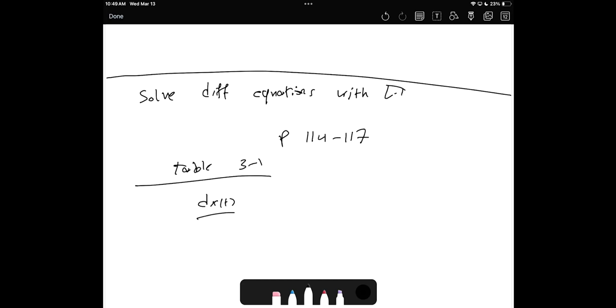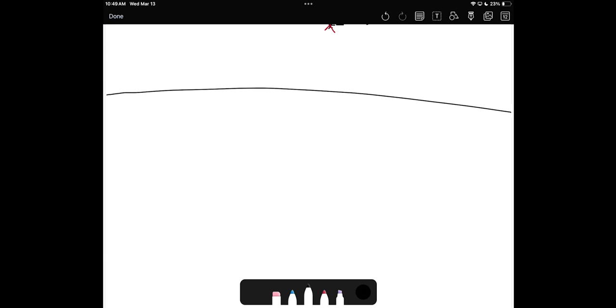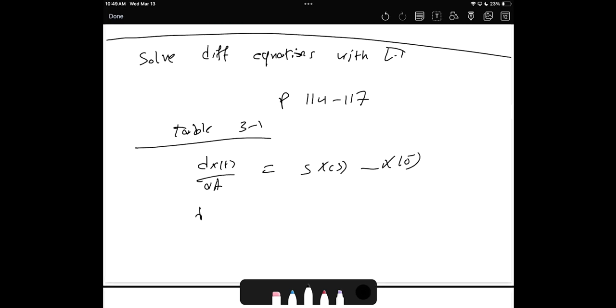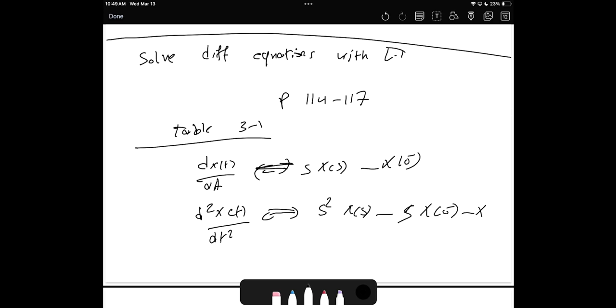The first derivative, dx/dt, equals s X(s) minus x(0 negative). Then the other property, for the second derivative, d squared x(t) by dt squared, in the Laplace transformation is s squared X(s) minus s x(0 negative) minus x prime of 0 negative. That's what we will discuss more next lecture, which is how to solve differential equations, like in a differential equations course.